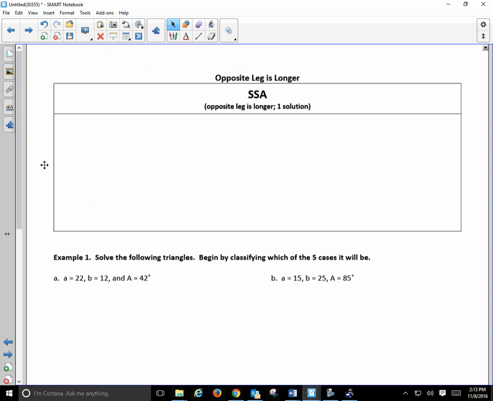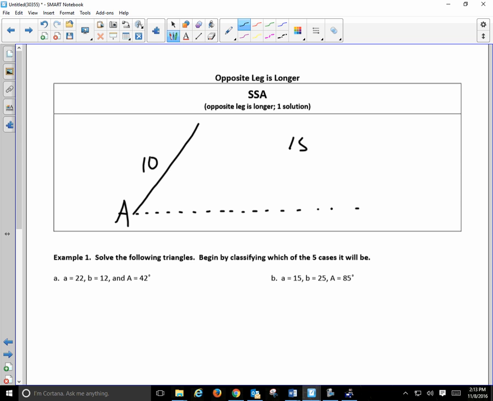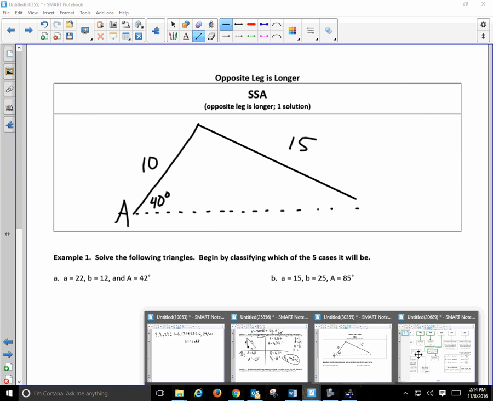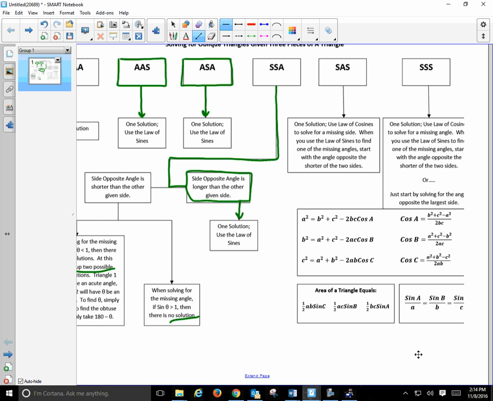And then we have this case. This is the case that we've already examined. Is that opposite leg longer or shorter than the other given side? It's longer. Notice if I try to tilt it on the pendulum, it doesn't ever cross that side again. There's no way you can make two triangles out of it. You just got the one. So if the opposite leg is longer, that's good news for us. We can just go down to here and say, yes, there's just going to be one solution.